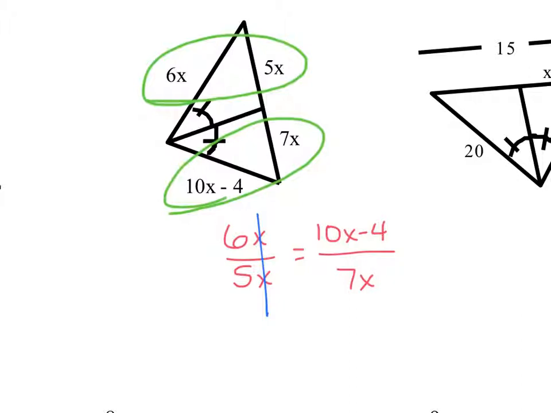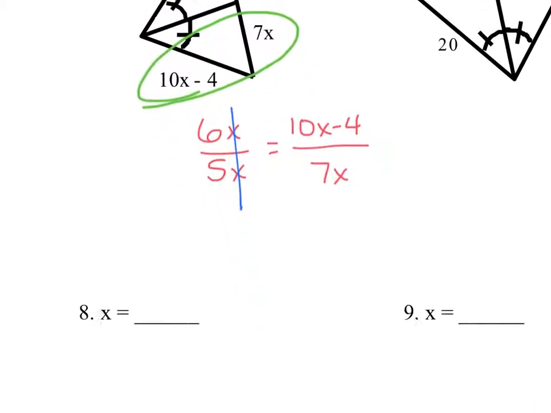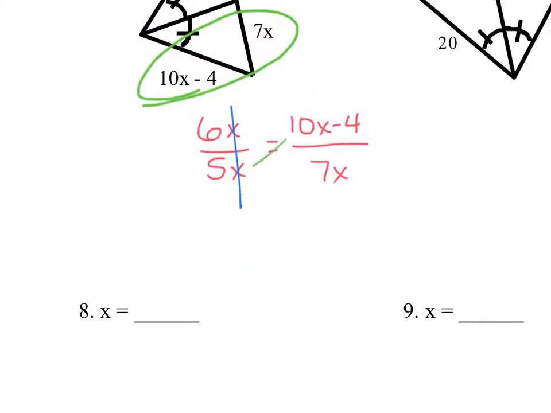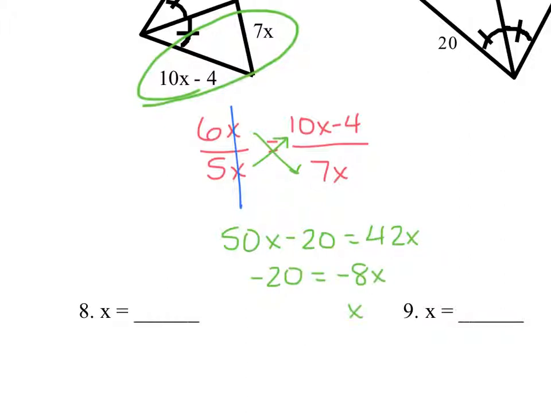So once we cross those out, we cross multiply. And so when we do our first cross this way, we have 50x minus 20 equals our other cross going this way, which would be 42x. So then we subtract 50x from both sides, so negative 20 equals negative 8x. And then we divide both sides by negative 8, and we get that our x is 2.5.